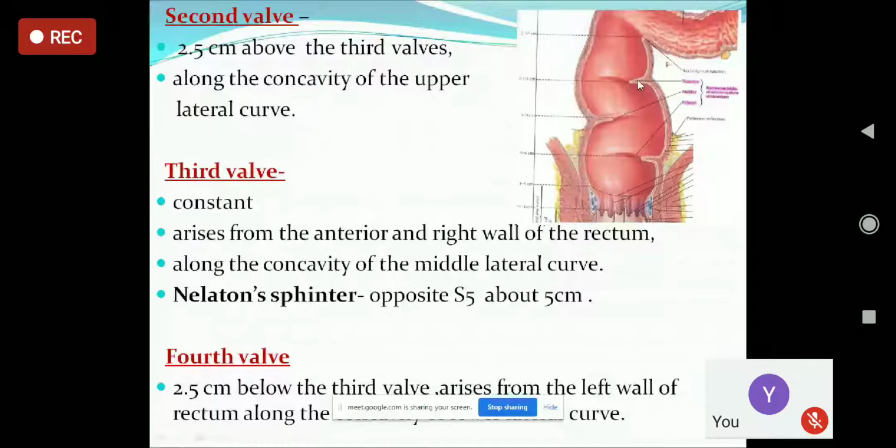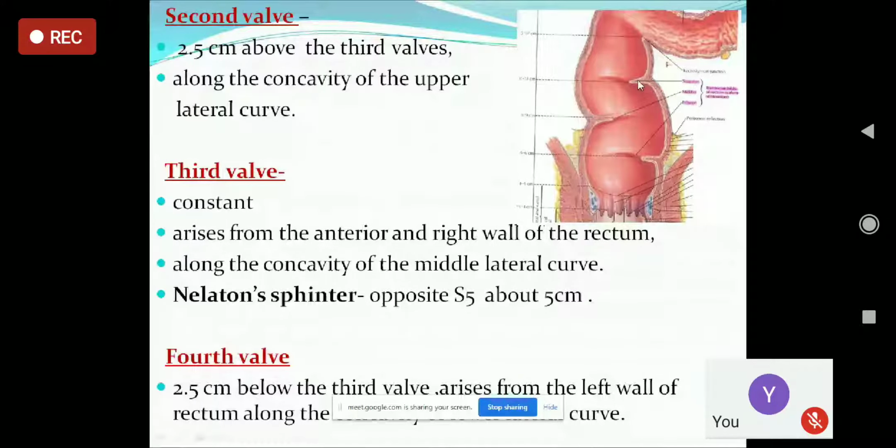Now the nerve supply. It is derived from sympathetic and parasympathetic fibers. Sympathetic is derived from the superior hypogastric plexus, that is from L1 and L2. It stimulates the internal sphincter muscle and inhibits the rest of the musculature of the rectum. Whereas parasympathetic is by the pelvic splanchnic nerves. Please remember the pelvic splanchnic nerves S1, S2, S3. It is secretomotor to the glands, stimulates peristalsis and relaxes the sphincter.